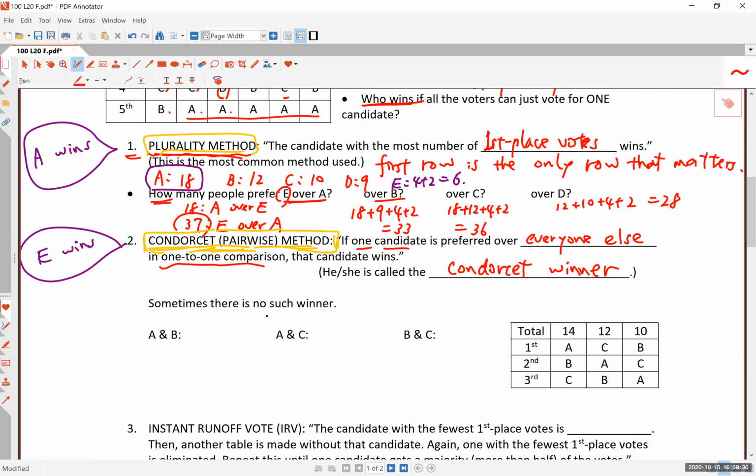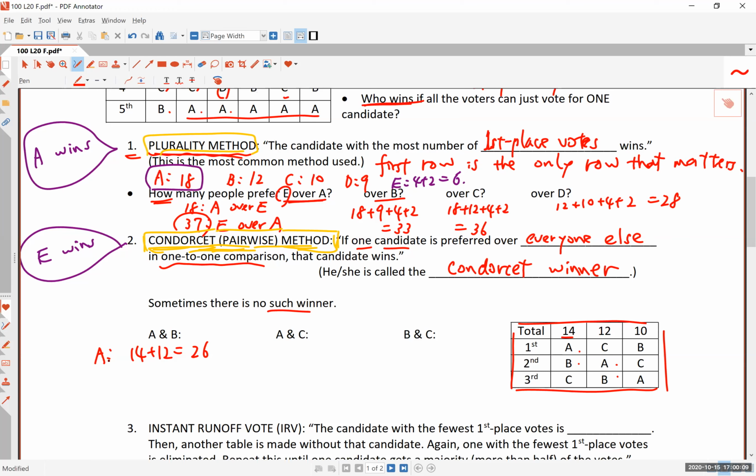Having said that, Condorcet is probably not the best method to use, because sometimes you don't have a clear winner when you do a pairwise comparison. Okay, so here's another preference schedule. Let's look at this smaller preference schedule, right? Let's compare A and B. A is preferred over B here and here, but not here, right? So if you're thinking about A, you have 14 plus 12, and that's 26 people.